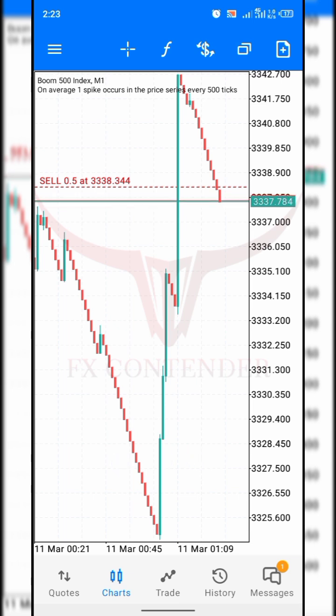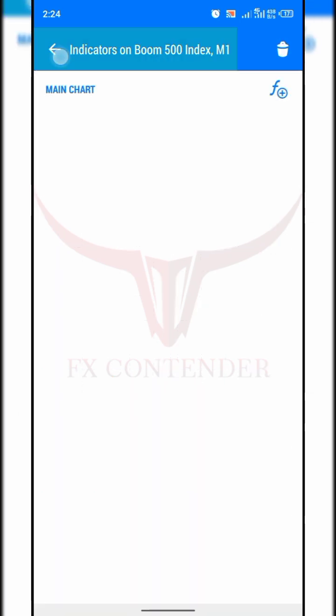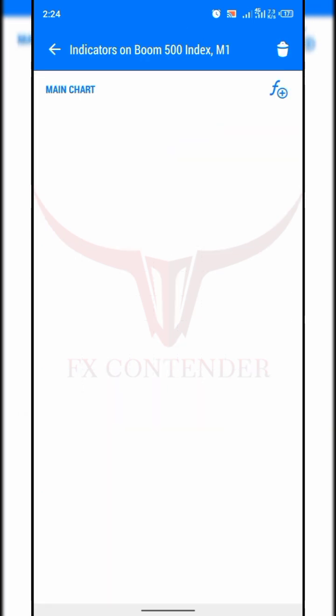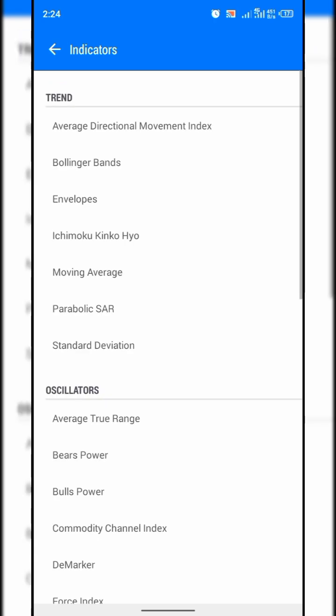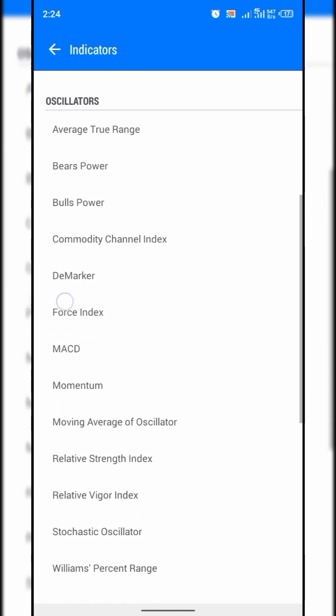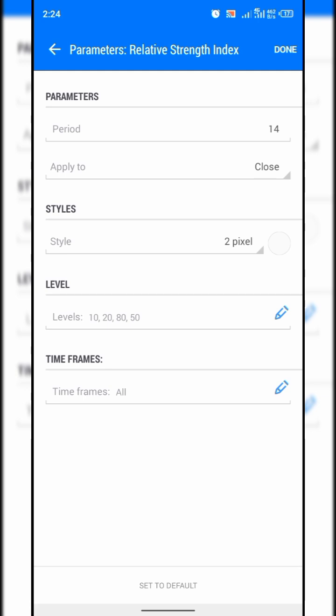The first indicator you are going to need is the relative strength index. So you click on this F button here to add the relative strength index, then you click on main chart. Scroll down till you see relative strength index right here. Then you set the period to 14, you apply it to close just as you are seeing it here.